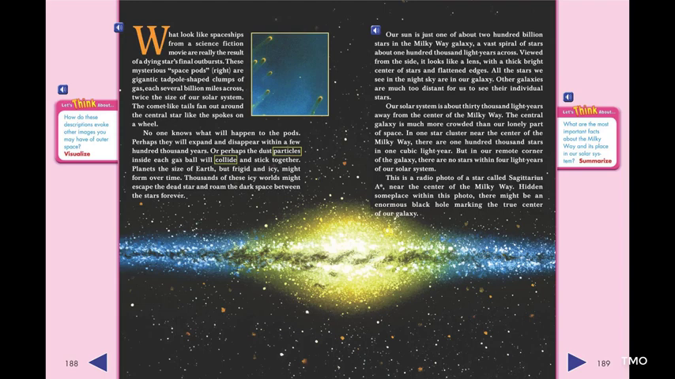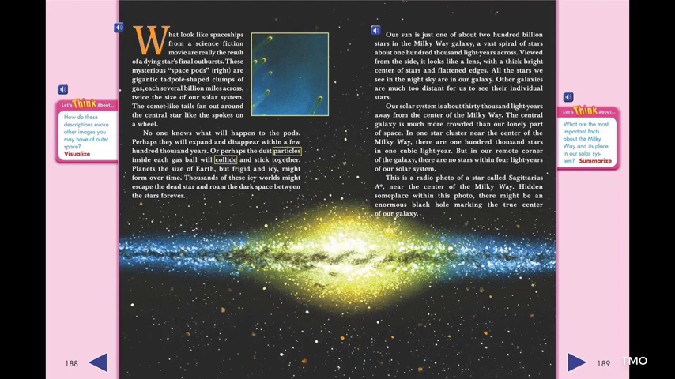Viewed from the side, it looks like a lens with a thick, bright center of stars and flattened edges. All the stars we see in the night sky are in our galaxy. Other galaxies are much too distant for us to see their individual stars. Our solar system is about 30,000 light-years away from the center of the Milky Way.